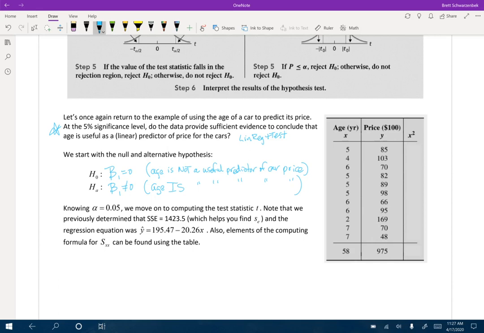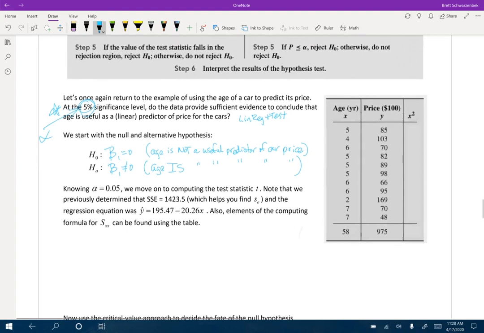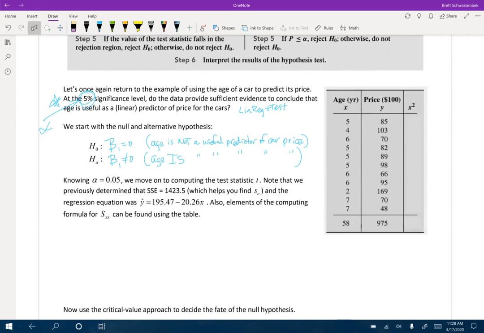We know our alpha is 5%. So the key is that we have to calculate our test statistic. Remember that our test statistic is t equals b1 over s sub b over the square root of s xx. So we already have b1, right? b1 in this problem is the slope. So b1 is equal to negative 20.26, so that's good.